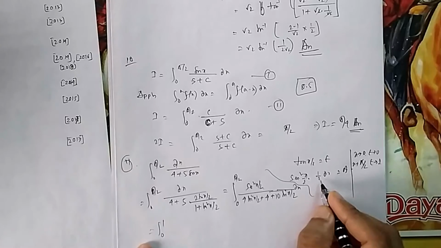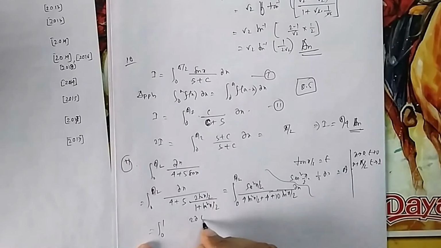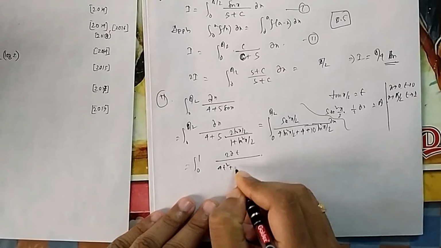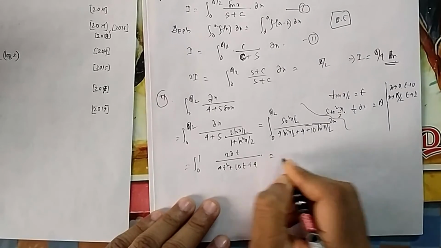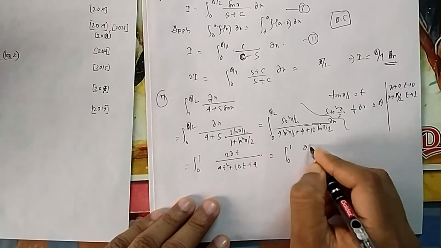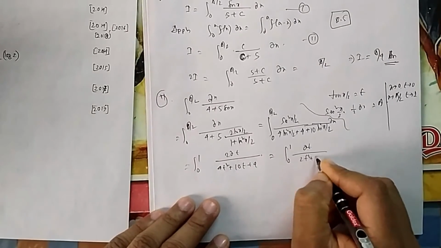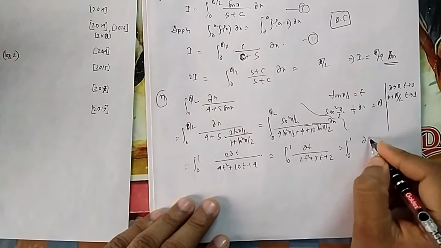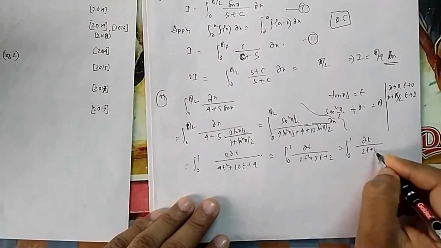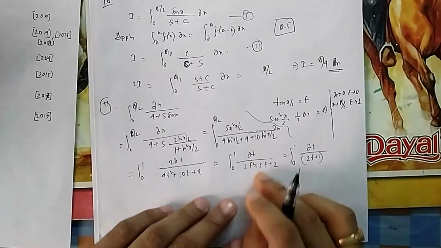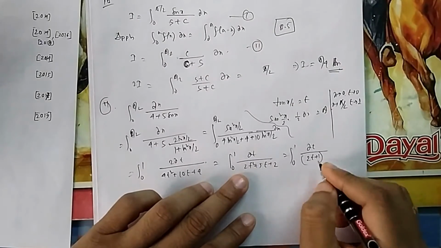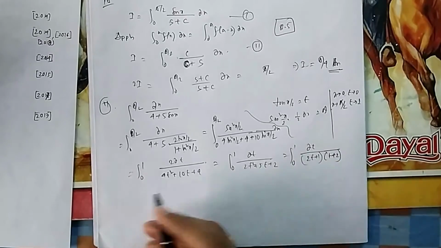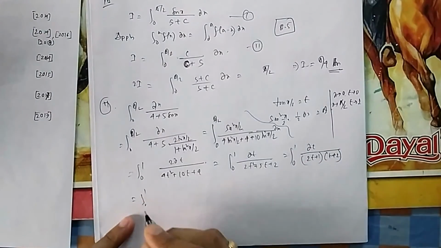This sec square x by 2 into dx will be equal to 2 dt divided by, in the denominator, 4t square plus 10t plus 4. If you divide by 2, it will be the integral from 0 to 1 of dt by 2t square plus 5t plus 2. You can factorize it, because factorization is possible here, or you can apply the quadratic formula also, make it a perfect square. And this one, if you can factorize it, you can easily go for partial fractions.